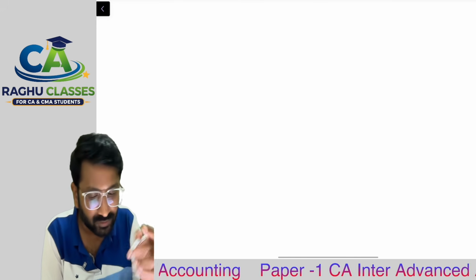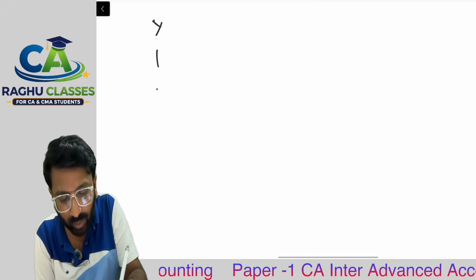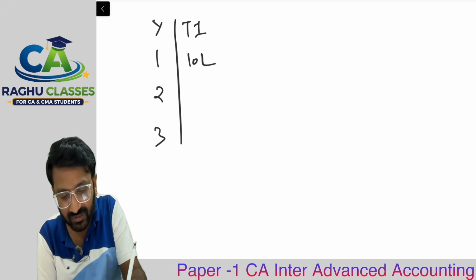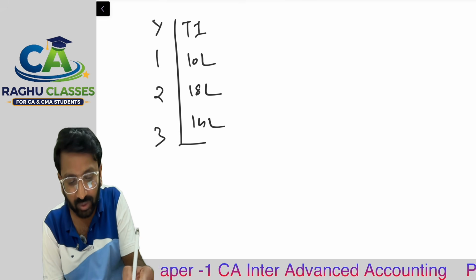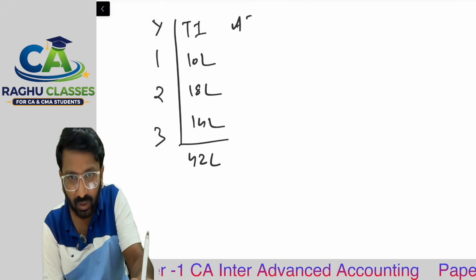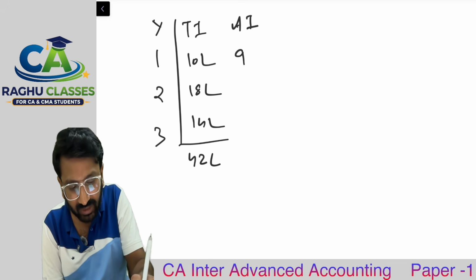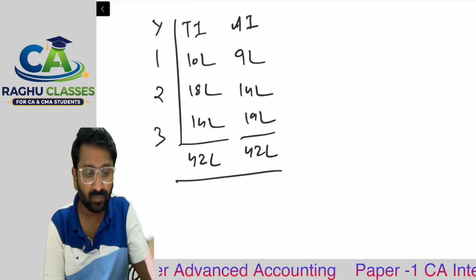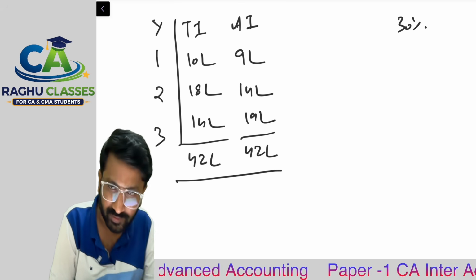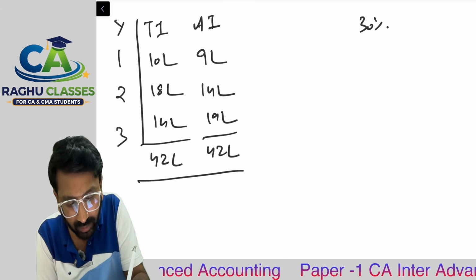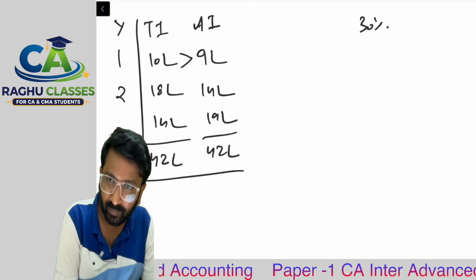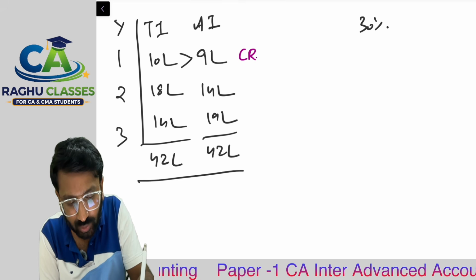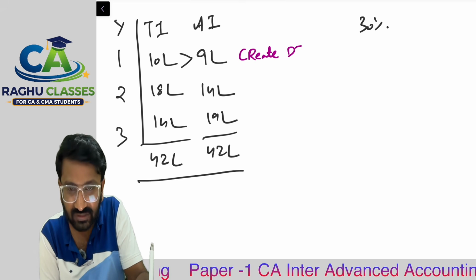Let's take one more example just to understand the concept. Let's say here 1, 2, 3 years I've taken taxable income 10 lakhs, 18 lakhs, 14 lakhs, a total 42. And let's say accounting income is 9 lakhs, 14 lakhs, 19 lakhs, totally 42. Now, let's say tax rate is given in the question 30%. Now, in year number 1, taxable income is greater. And when taxable income is greater, we are supposed to create deferred tax assets, correct?